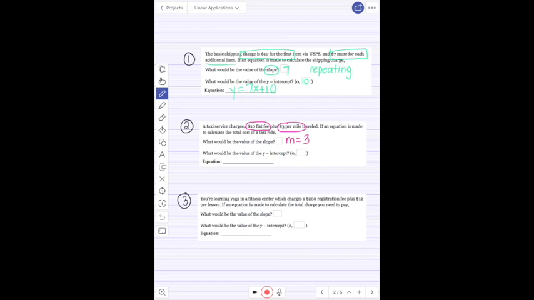So a good indicator for what is your repeating value are words like per or every or for each additional. So those kind of phrases are going to tell me that I'm going to keep paying those over and over. So then my y-intercept is where I'm going to have that one-time initial amount, and that's the flat fee. That flat fee was $10. So my equation for this one is y equals 3x plus 10.